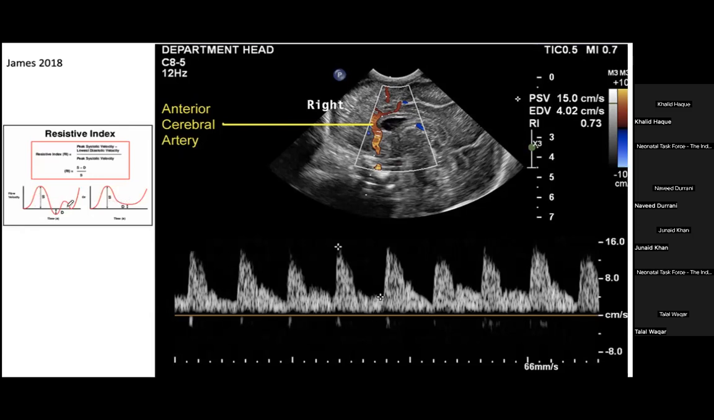S minus D divided by S will give you the resistance index. The condition in which the resistance index is increased means that the blood flow going to the artery is very less.